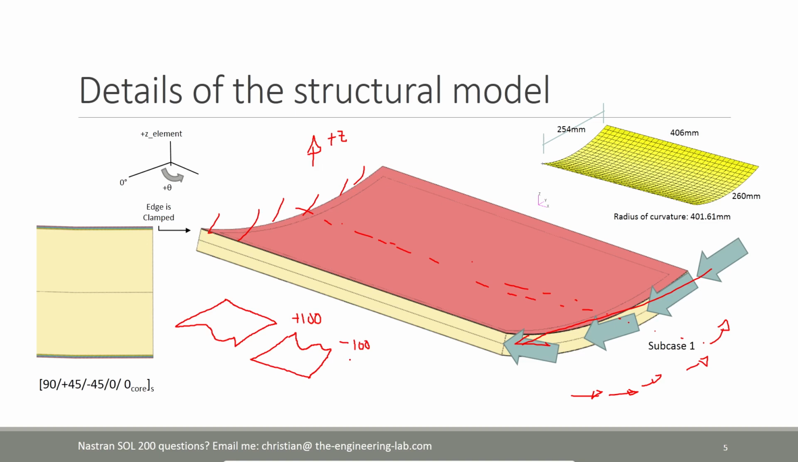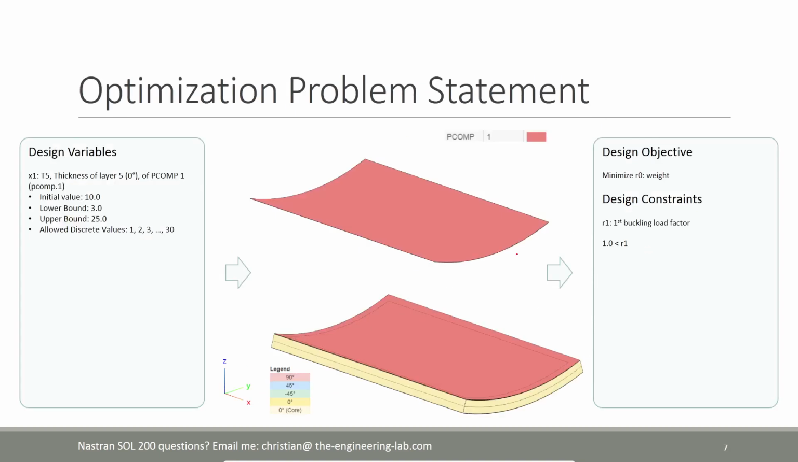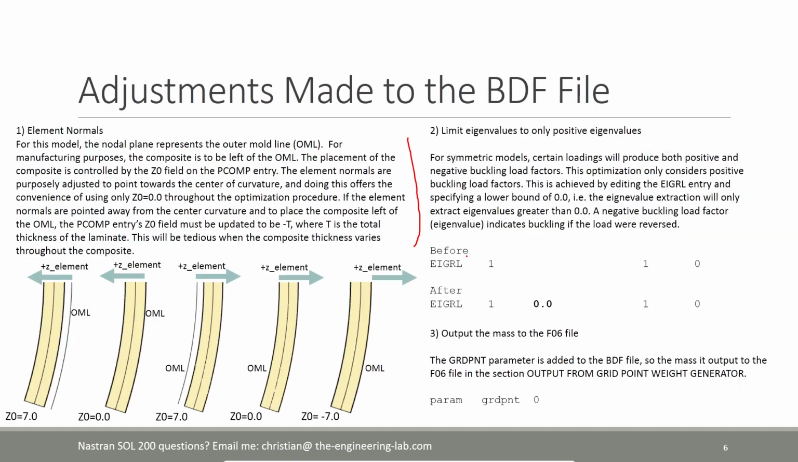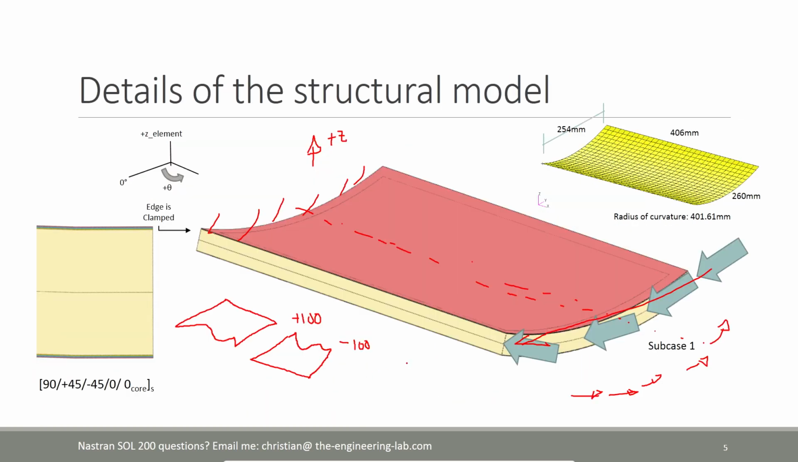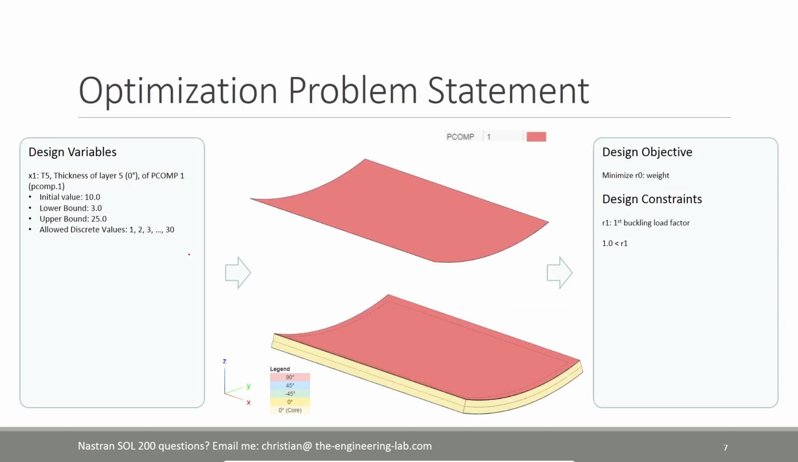But what I've done in this example, I've updated the eigenvalue entry so that the eigenvalues are limited to being positive, i.e. the lower bound is 0. So throughout this whole workshop, I'm only dealing with positive buckling load factors or eigenvalues. Let's see, what else is there to discuss here? Okay, let's go ahead and talk about the optimization problem statement.